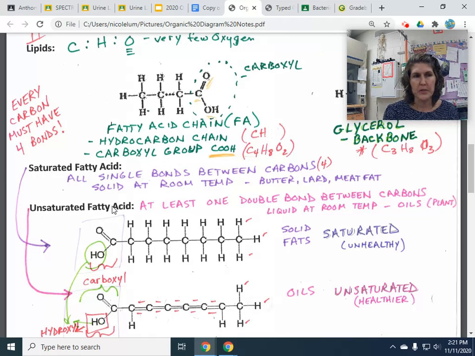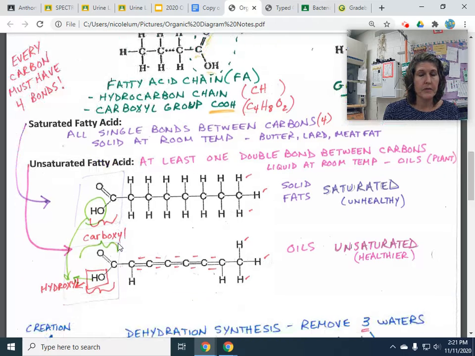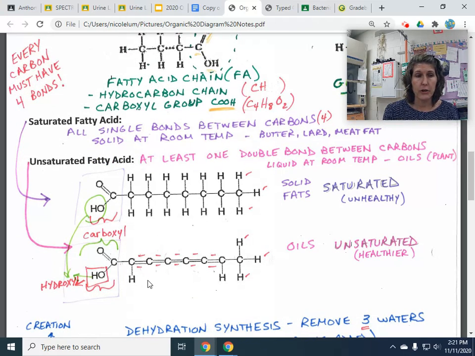It's more your oils. So your unsaturated fatty acid, you have to have at least one double or triple bond between carbons. So here's my saturated, single bond, single bond, single bond. I have my carbons, single lines between them. I've got all my hydrogens around it. Each carbon's got 4 bonds to it. That is my unhealthy saturated fat. On the end of it is my carboxyl group. So we're once again looking at this hydrocarbon chain.